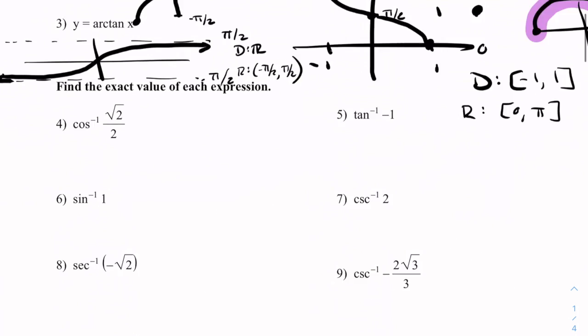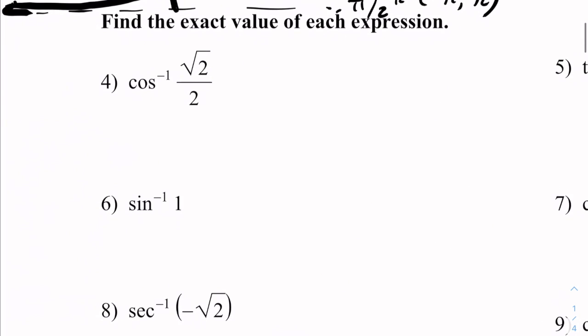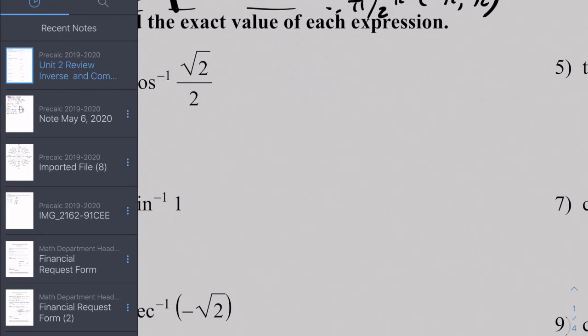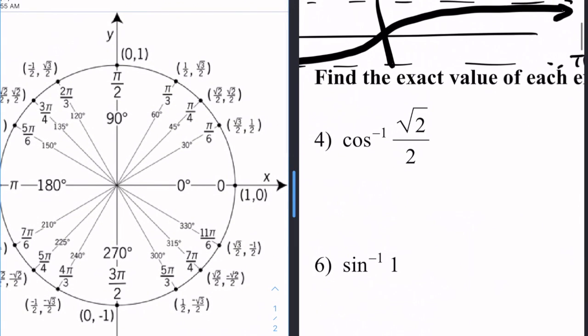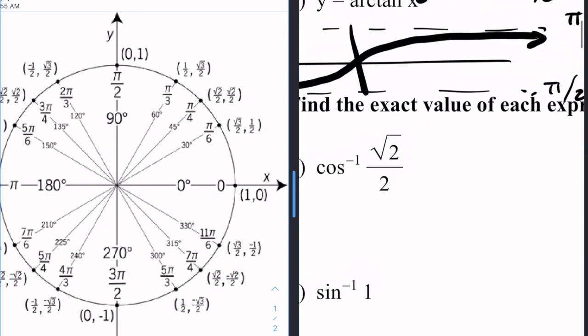So find the exact value for each expression. And most of these are going to be on the unit circle, so I'm going to pull up the unit circle to give us a little visual. This says inverse cosine of √2/2. So anytime it's positive, it's going to be in the first quadrant.